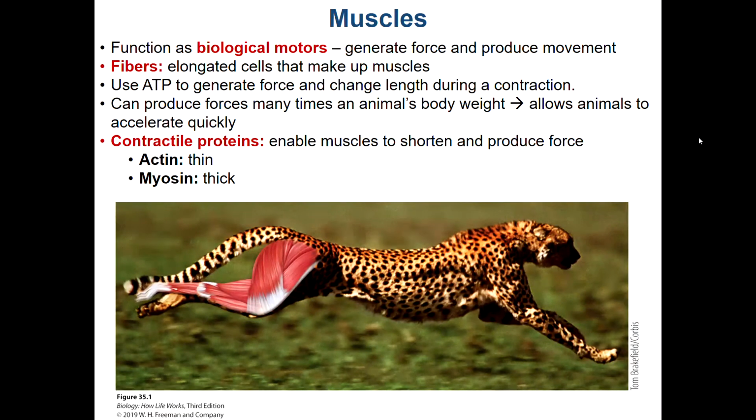Within fibers, there are two contractile proteins, and these proteins enable muscles to shorten and produce force. The two contractile proteins that we will be talking a lot about today are actin, which are thin proteins, and myosin, which are thick proteins.